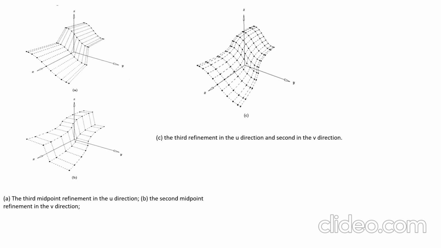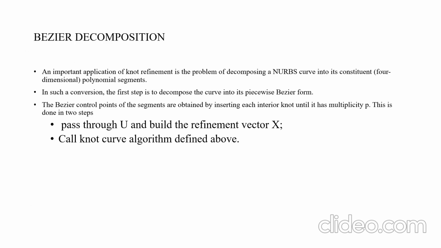Figure A represents the third midpoint refinement in the u direction. Figure B represents the second midpoint refinement in the v direction. Figure C represents the refinement in the u direction and the second in the v direction. An important application of knot refinement is the problem of decomposing a NURBS curve into its constituent polynomial segments, as we have said in the application section. In such a conversion, the first step is to decompose the curve into its piecewise Bezier form.